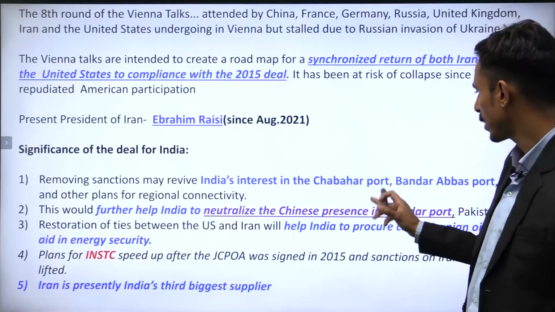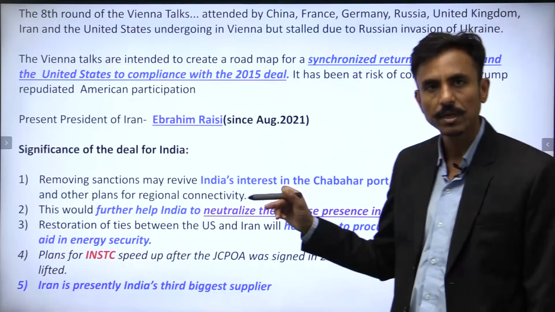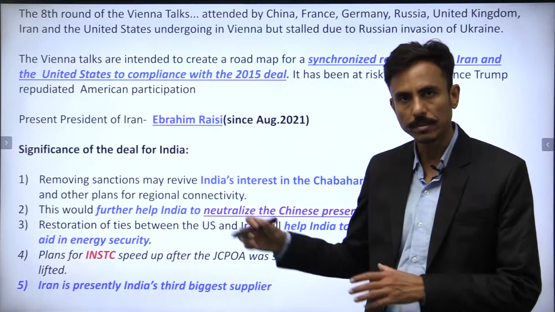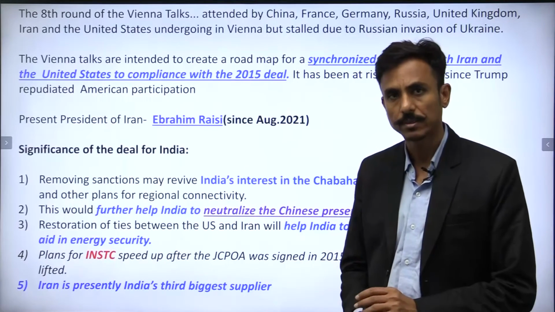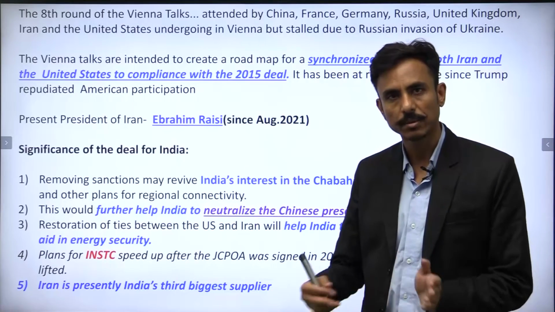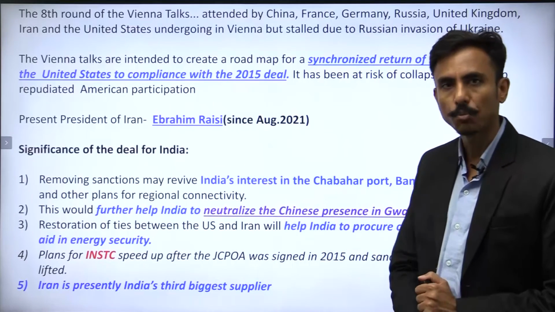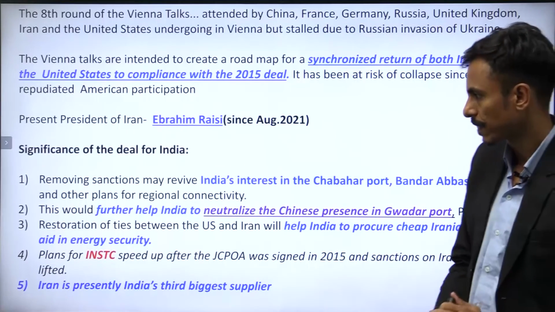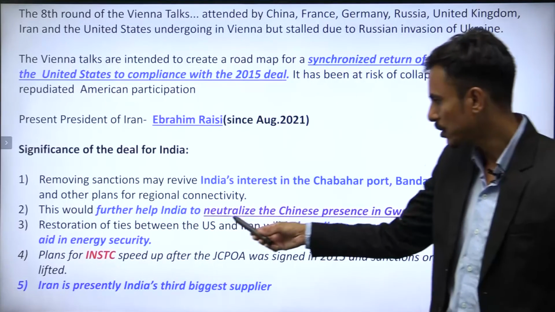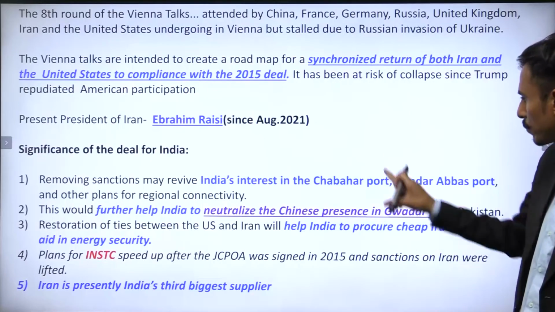If I talk about the significance or impact of the deal or revival of JCPOA on India, definitely India's interest in Chabahar port, Bandar Abbas port would be revived, and its transport and its access to the landlocked countries through INSTC and our Ashgabat agreement would be emboldened, or would be strengthened. This would also further help India to neutralize the Chinese presence in Gwadar port.